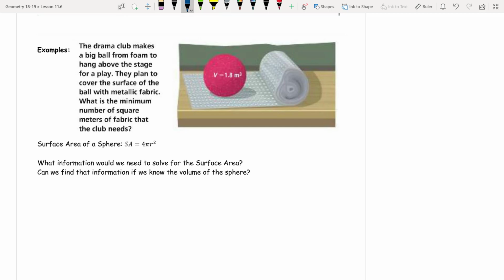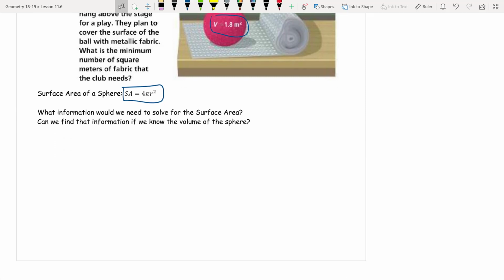Here they've given us that the volume is 1.8 cubic meters for this ball. They made this big ball of foam to hang from a stage, and they want to cover it with metallic fabric, and they want to know the minimum number of square meters of fabric that they can use to cover this ball. So we're going to have to find the surface area of this ball, and the surface area is 4 times pi times the radius squared. So it's really going to be two steps to solve this problem. The first step is we're going to need to find the radius. And we're going to do that using our volume.